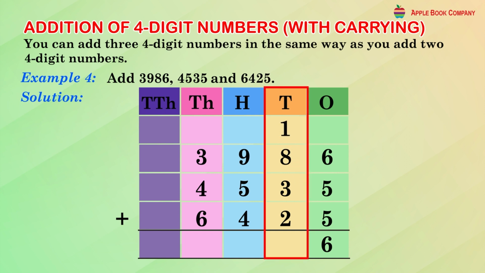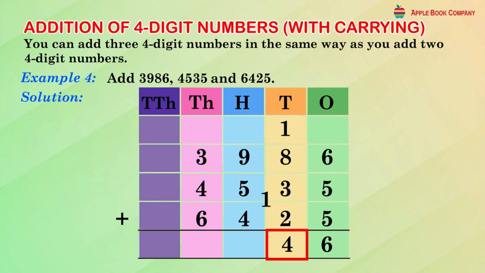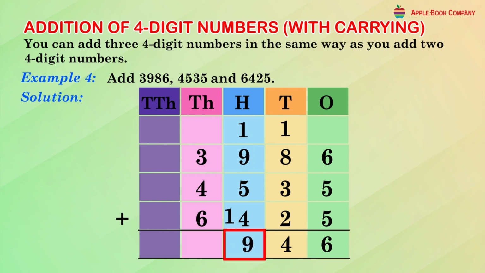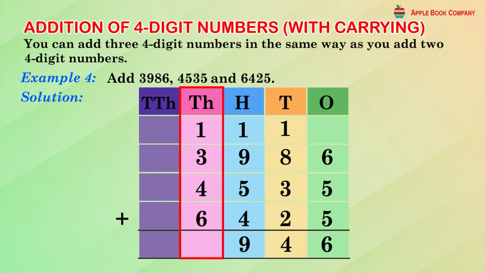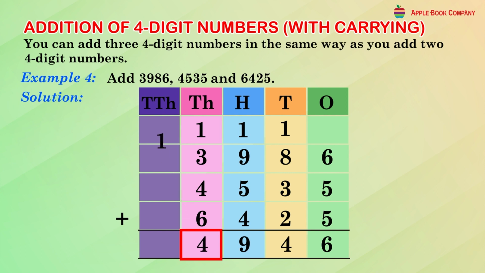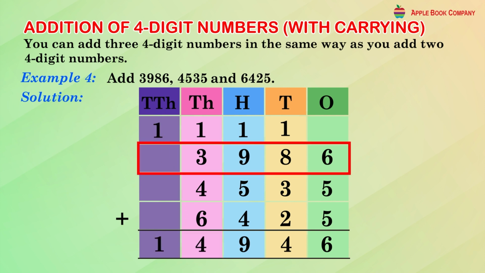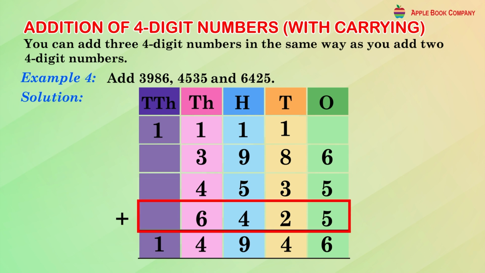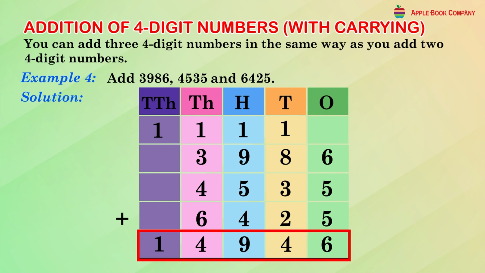Now when we add 1 plus 8 plus 3 plus 2, it gives us 14. We place the 4 in the tens place and carry the 1 to the hundreds. And we add 1 plus 9 plus 5 plus 4 in the hundreds, which gives us 19. And now when we add 1 plus 3 plus 4 plus 6 in the thousands, we get 14. Therefore, the total of 3986 plus 4535 plus 6425 is equal to 14,946.